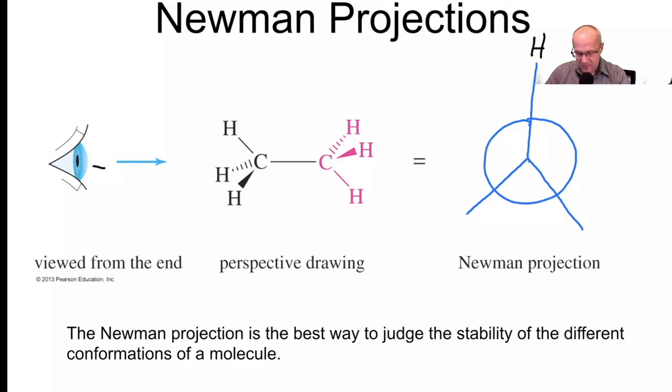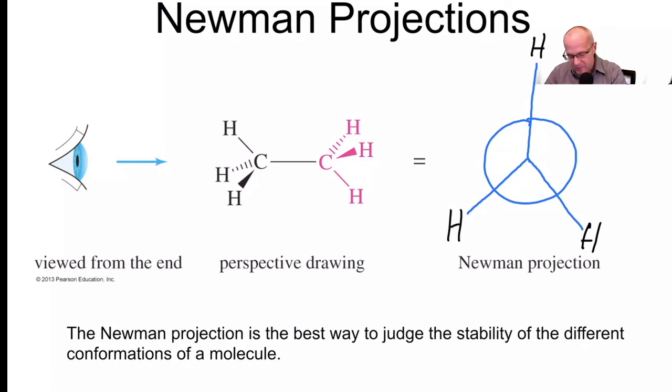If you look down from this point of view, you're going to see this hydrogen to your right and this hydrogen to your left if you're standing here. If you're standing here, this hydrogen is down to the right, this one is down to the left. Okay? And there you go.